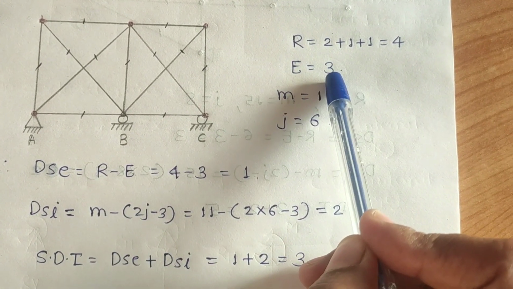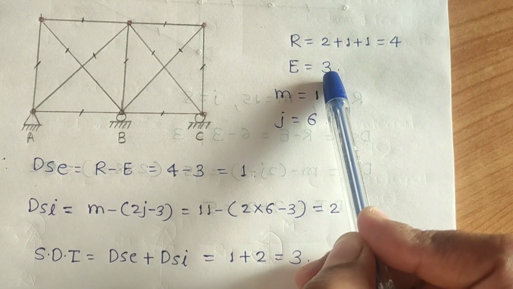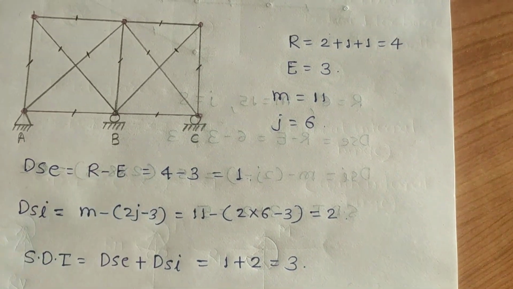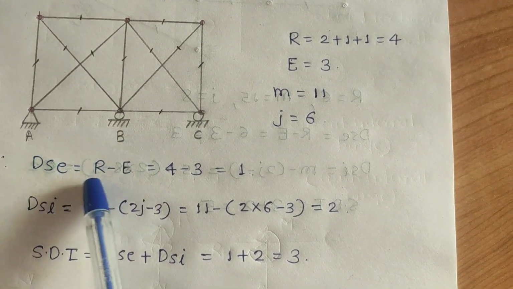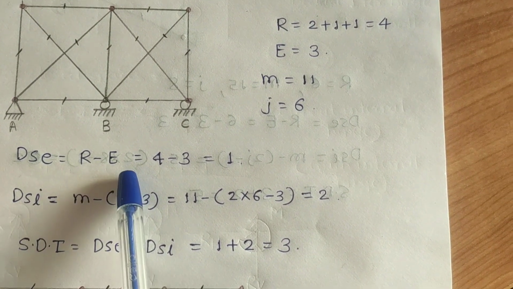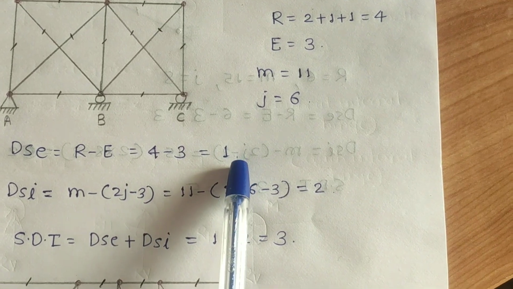and the number of equilibrium equations available is equal to 3, that is, summation Fx equal to 0, summation Fy equal to 0, and summation of moment equal to 0. From that we can calculate the external indeterminacy R minus E, that is equal to 4 minus 3, that is equal to 1.